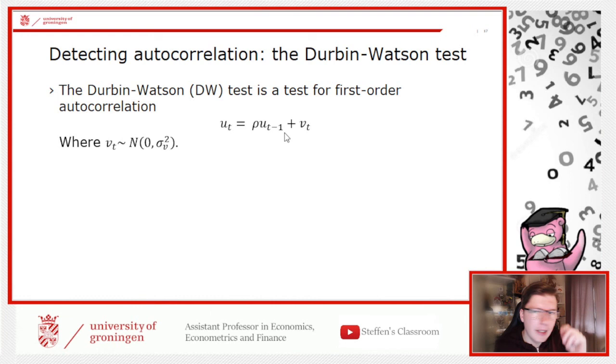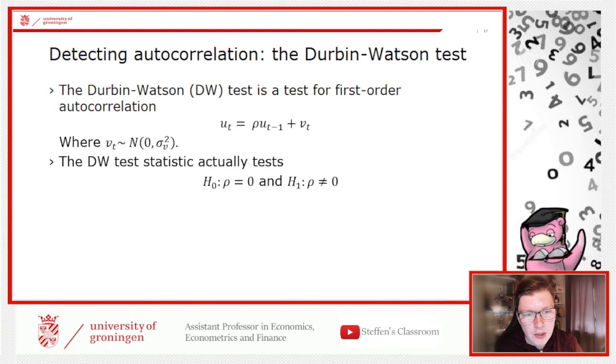And we assume that, of course, the error term here is normally distributed. We have a nice little test here, which tests the following hypothesis: the null hypothesis being that rho is equal to zero, and the alternative is that it's not equal to zero. Of course, if this is equal to zero, there's no relationship between today's error term and yesterday's error term, and thereby we have no evidence of autocorrelation. And if you reject it, then we have evidence.